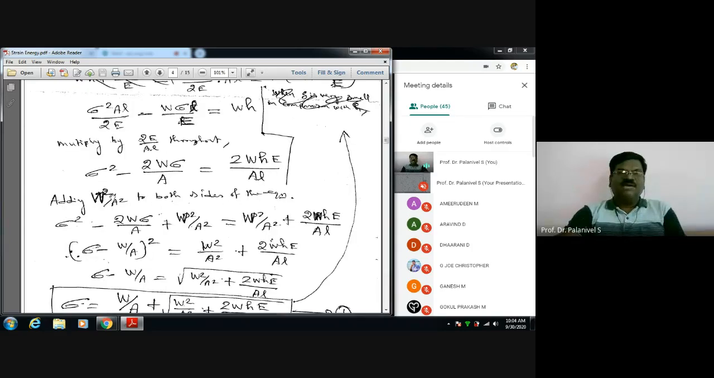Now, adding W square by A square to both sides of the equation, because I want to bring it to a compact, standard form. So in this equation, we are adding W square by A square, and here also W square by A square, we are adding it.